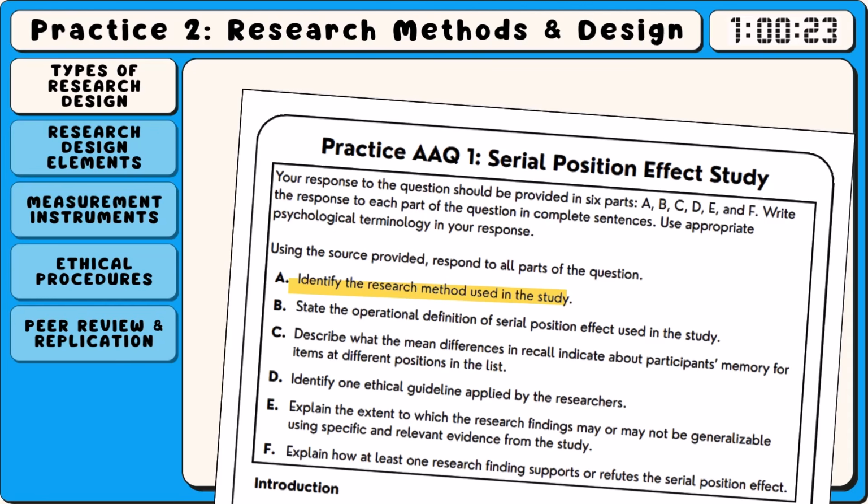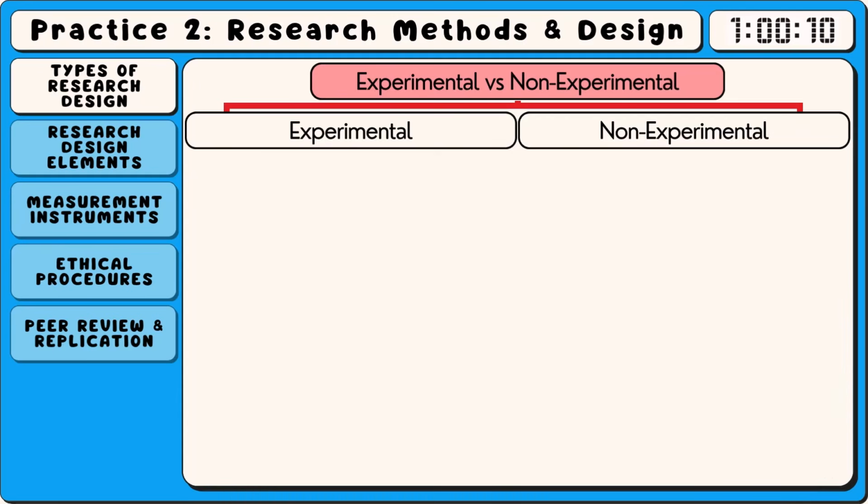This lesson is important because you will be tested on it in the very first question you'll face in the article analysis question. For Part A of the AAQ, you need to read the article, then identify its research method. To win the point for this question, you'll need to state whether it uses an experimental or non-experimental research design.